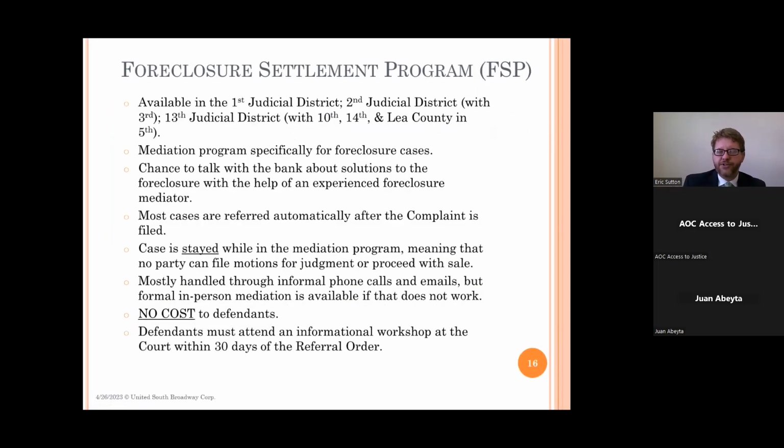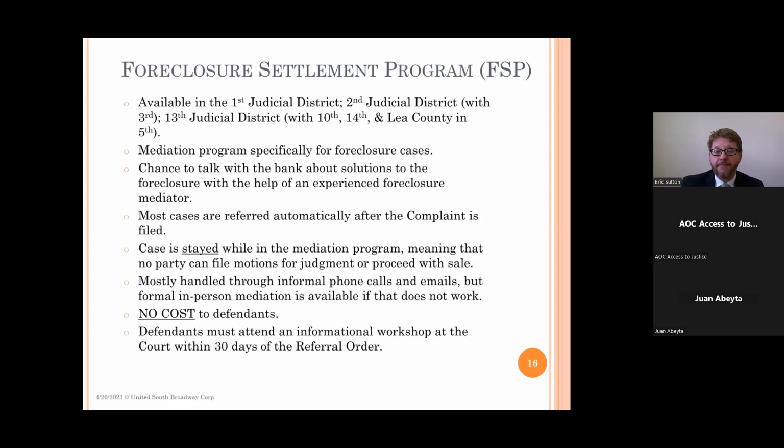So, mediation programs. The primary mediation programs in New Mexico are called the foreclosure settlement programs. They're available in the First, Second, and 13th Judicial Districts. And then other districts have partnerships with those programs. So it really depends on where you're located whether or not this is available to you. It's specifically for foreclosure cases, with dedicated court employees who are mediators, who are experienced in the foreclosure process, who do nothing but handle foreclosure mediation day in and day out.